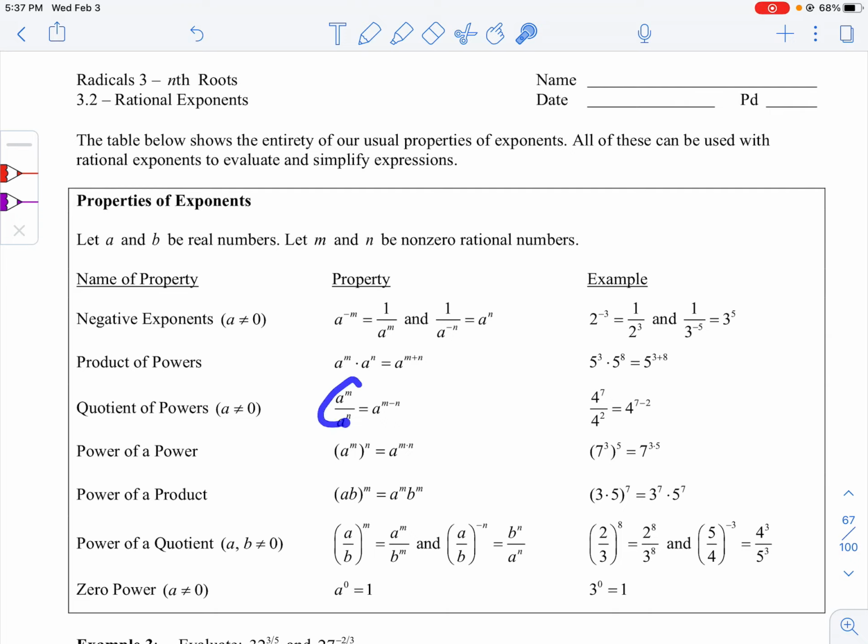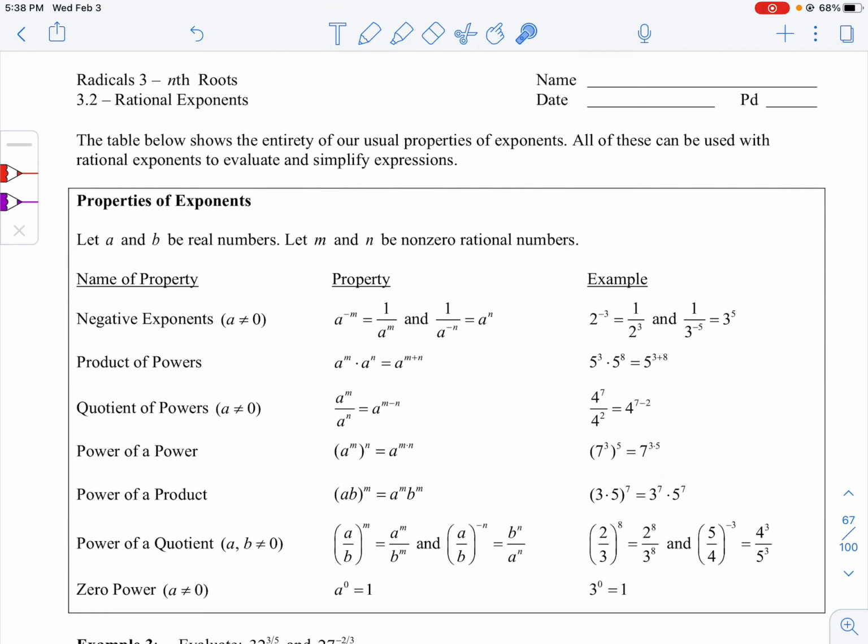You can just subtract the exponent. And that is very familiar to us because we did x to the power of 5 divided by x cubed. It's x squared because I subtracted the exponent.